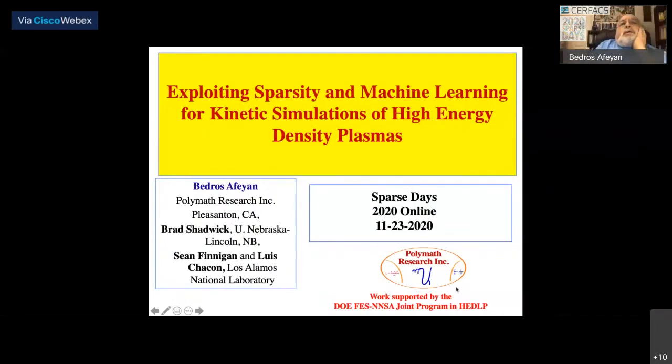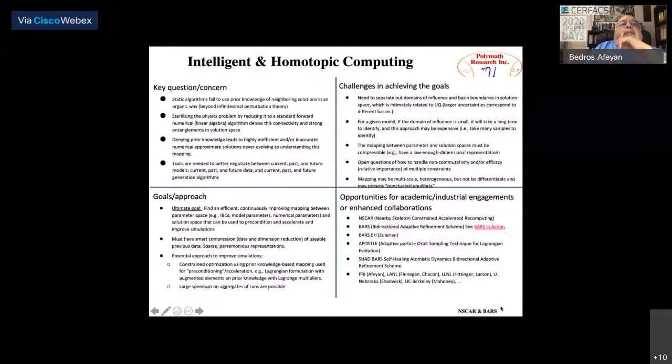Okay, so I want to tell you something about how to exploit sparsity. This talk is called N-star bars and mini bars and machine learning. So, let me just go through this slide. This method can be called intelligent or homotopic computing.